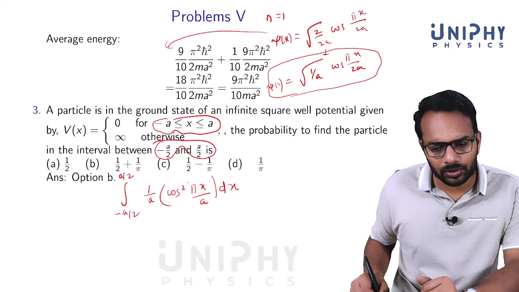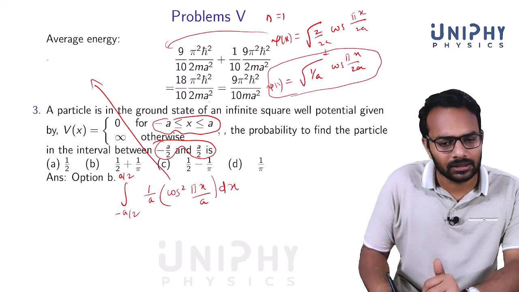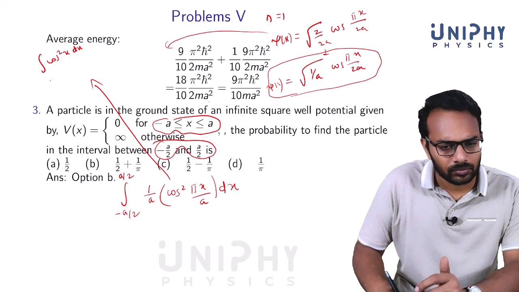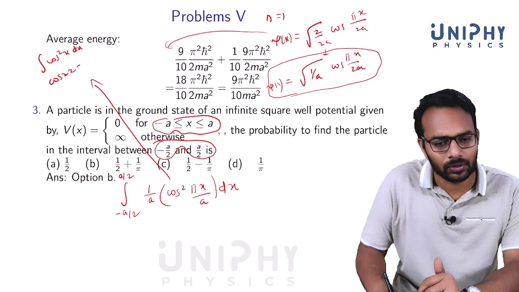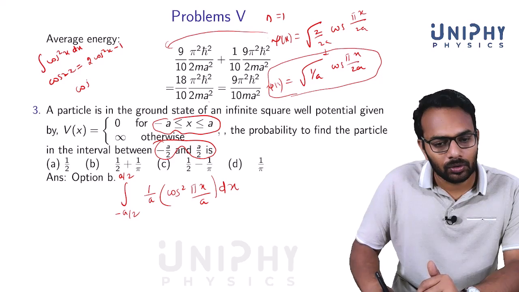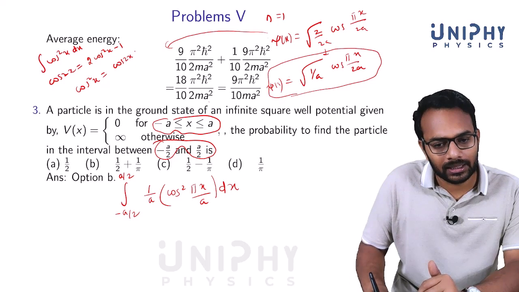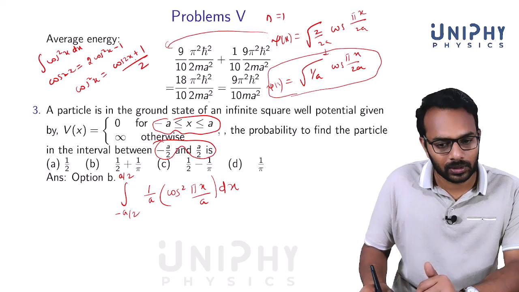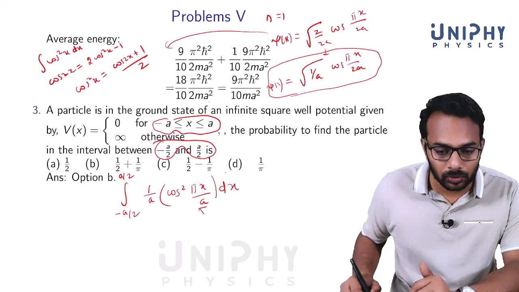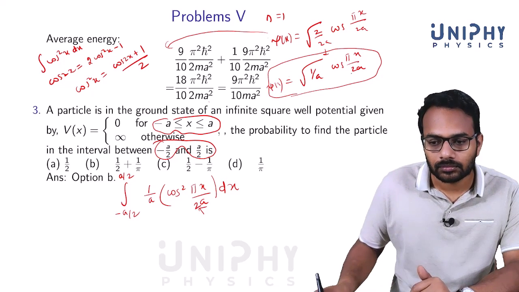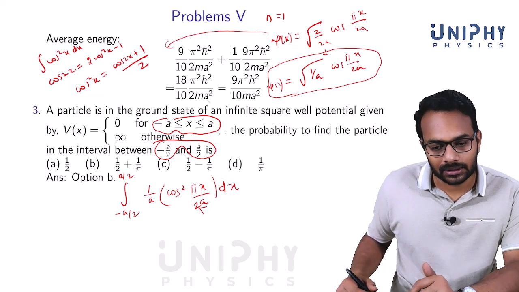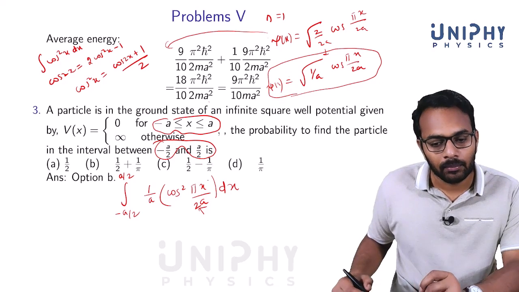Now how do we integrate such integrals? If you have integral cos square x dx, we know that there is a relation cos 2x equals 2 cos square x minus 1. So we can write cos square x as cos 2x plus 1 divided by 2. That's exactly what we'll do here. Remember it's 2a, cos pi x by 2a here. So it's cos 2x, and the 2 and 2 get cancelled, so it's integral of cos pi x by a plus 1 dx.